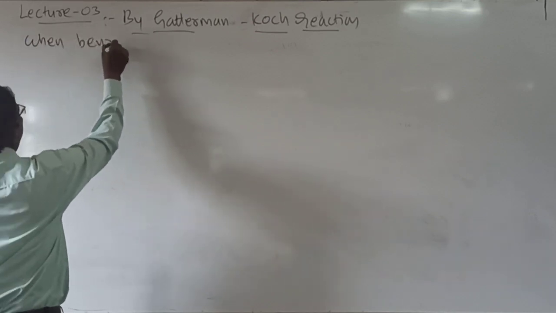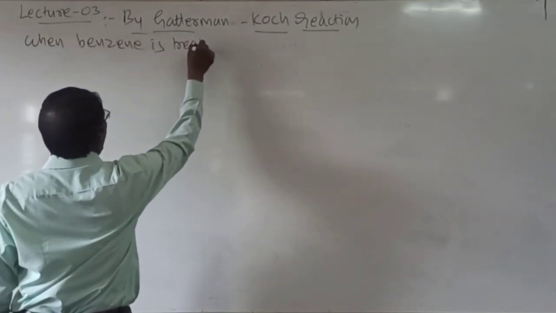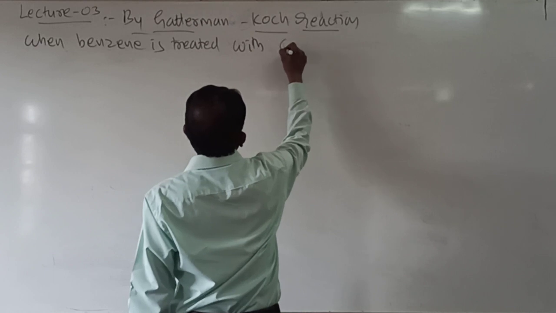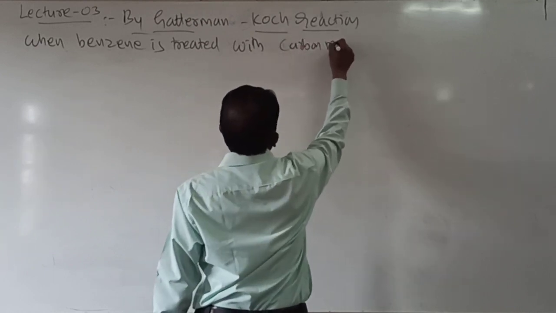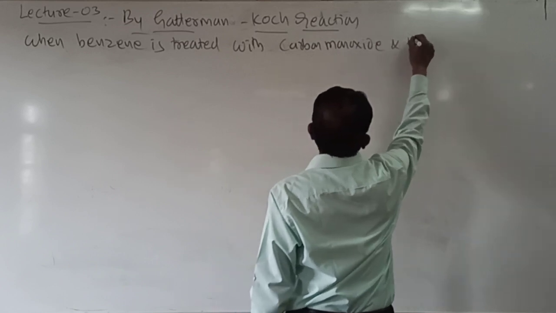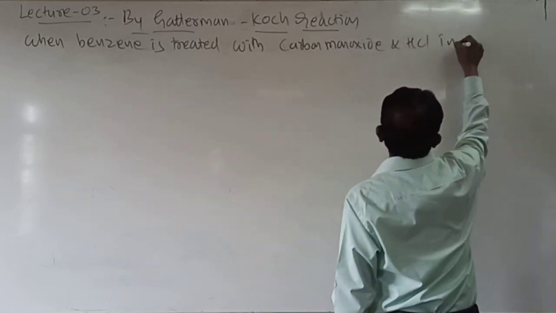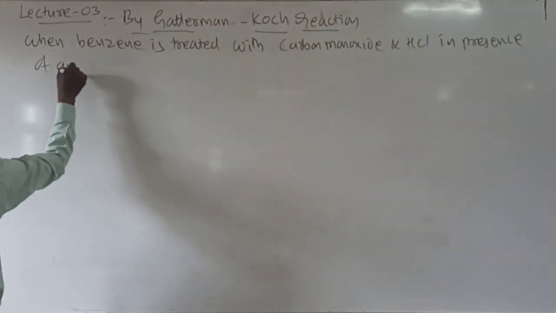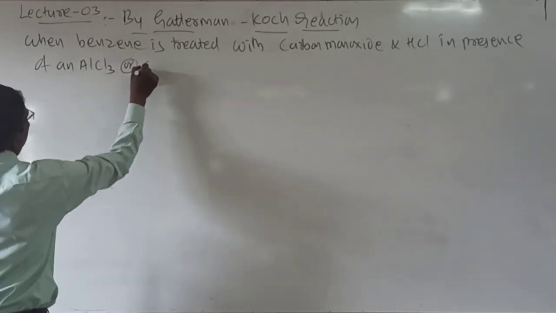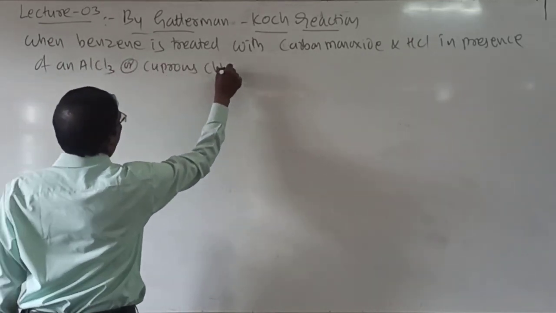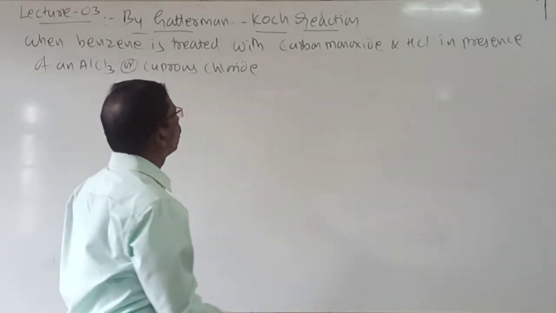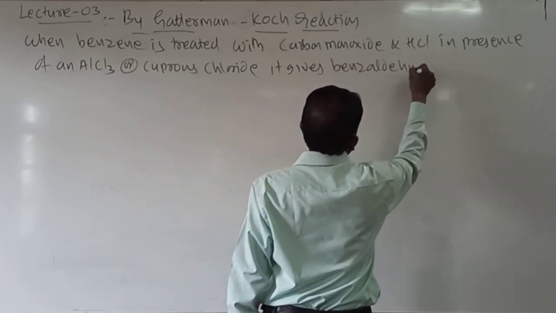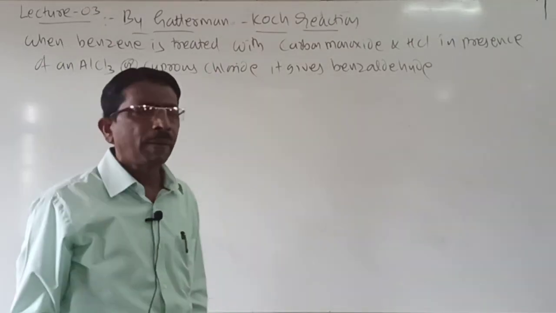When benzene is treated with carbon monoxide and HCl in presence of anhydrous aluminum chloride or cuprous chloride, it gives benzaldehyde. Look here students, very simple reaction.